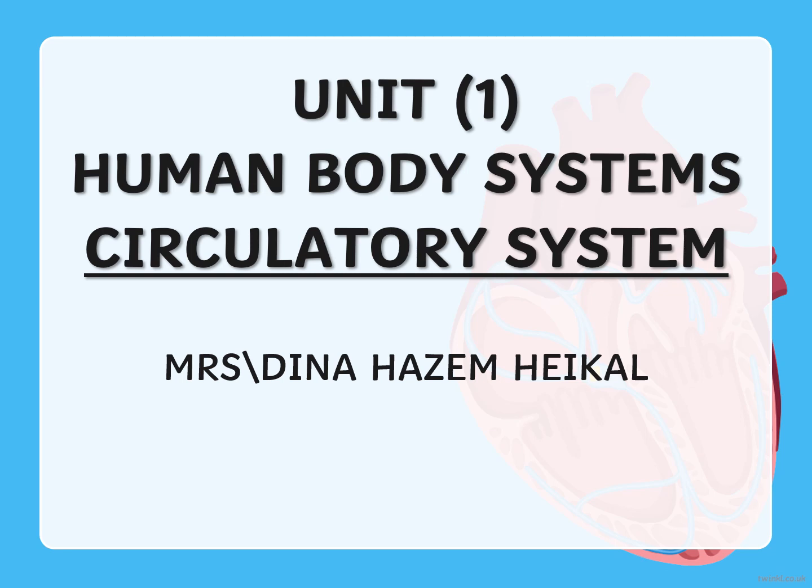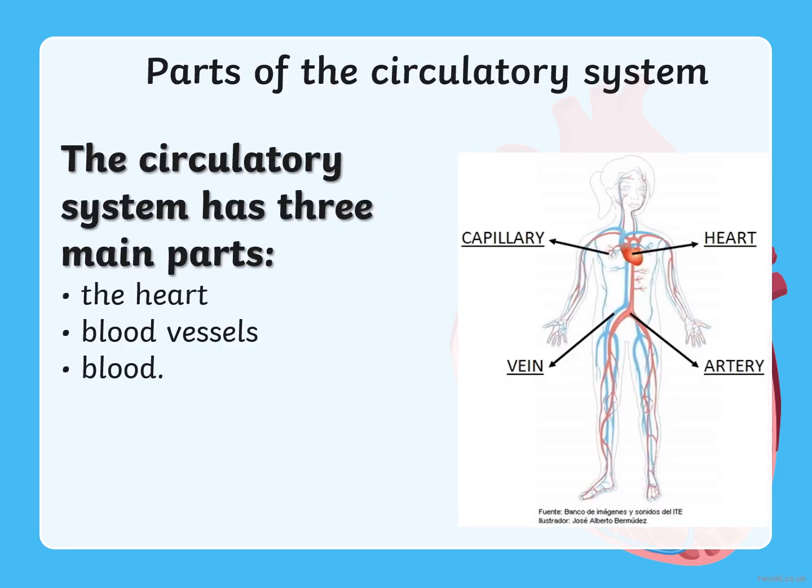Our unit called the human body system will start with the first system, called the circulatory system. Let's start with the parts of the circulatory system. The parts of the circulatory system are called the heart, the blood vessels, and the blood.